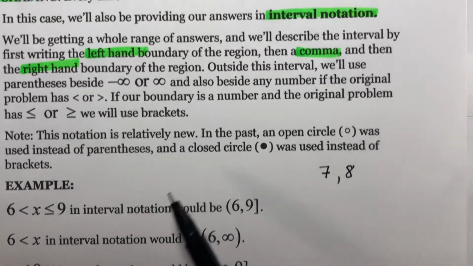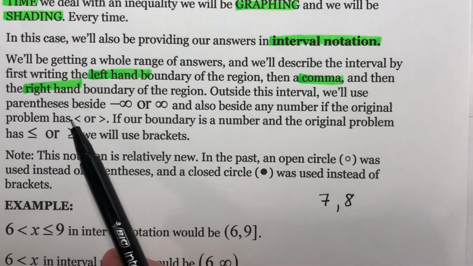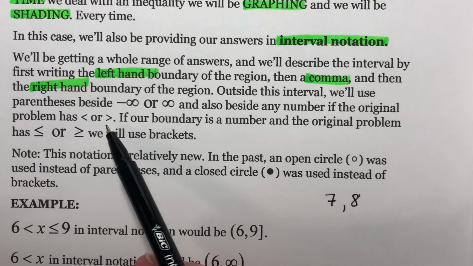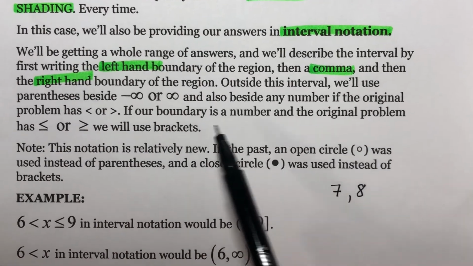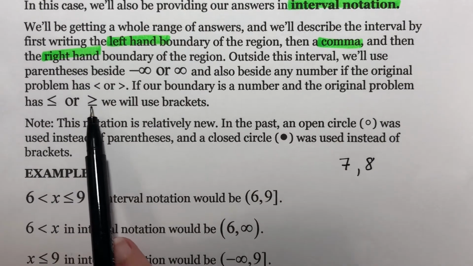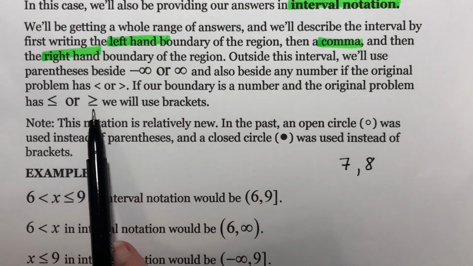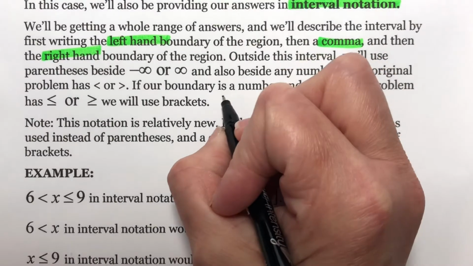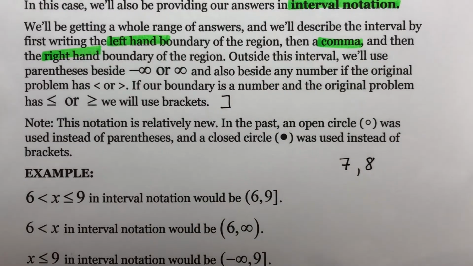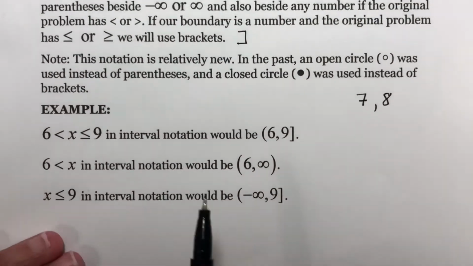Now, by the number part, it depends on whether we have a less than or a greater than, in which case we use parentheses, or if we have a greater than or equal to, or less than or equal to, we use brackets, which are the squared off ones. Okay? I'll come back to this in a second.